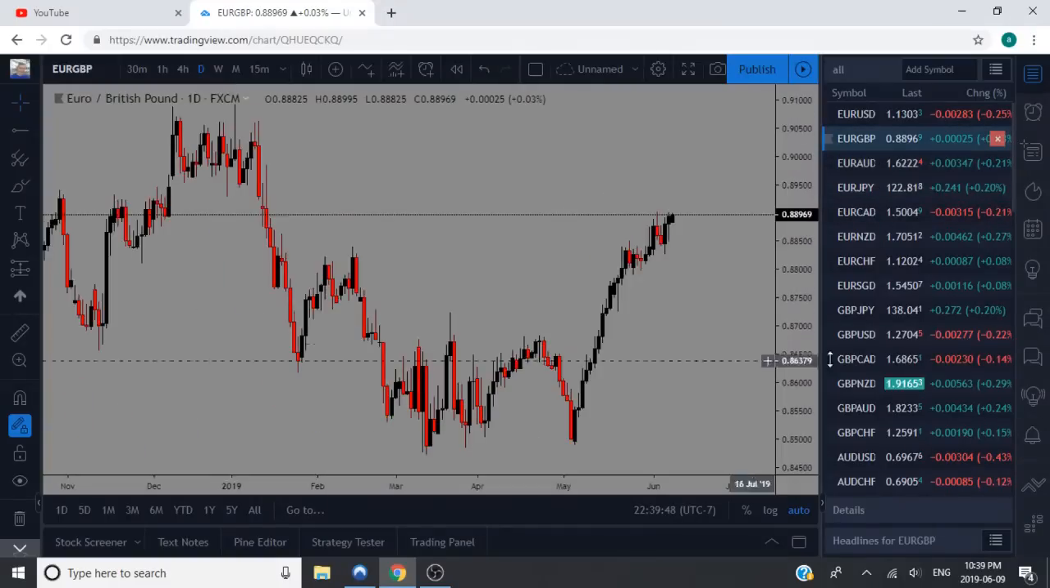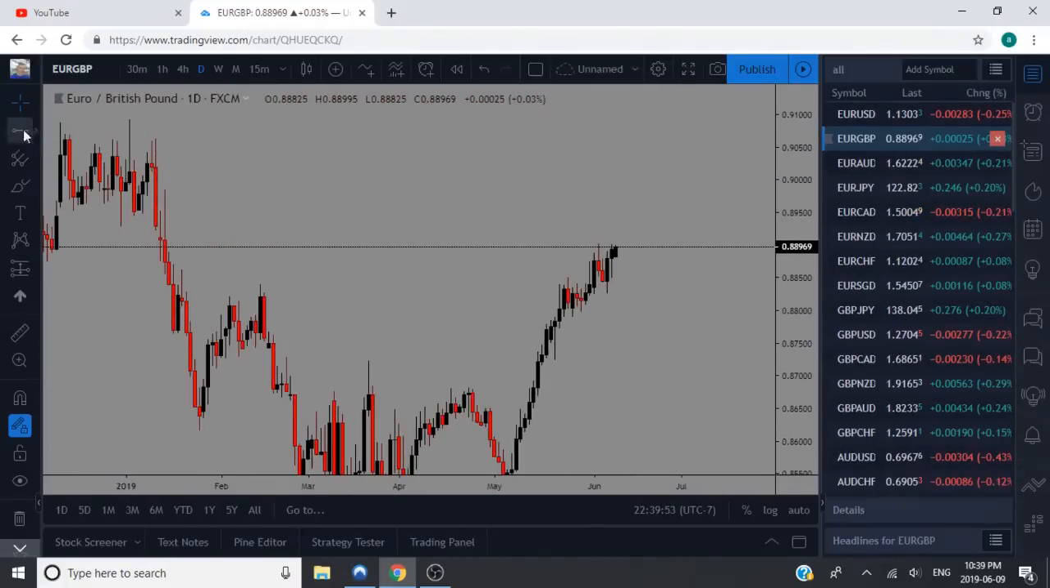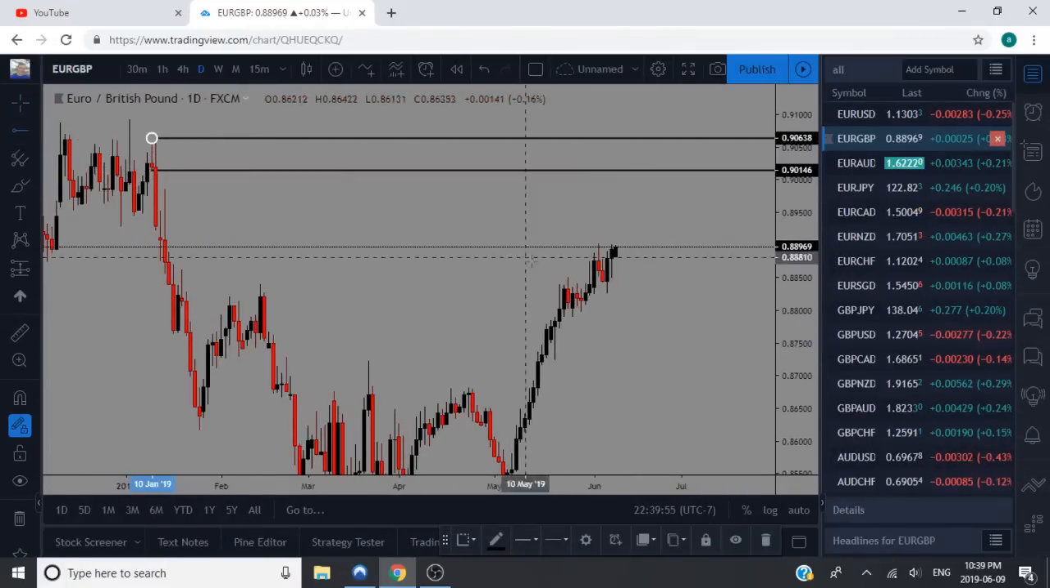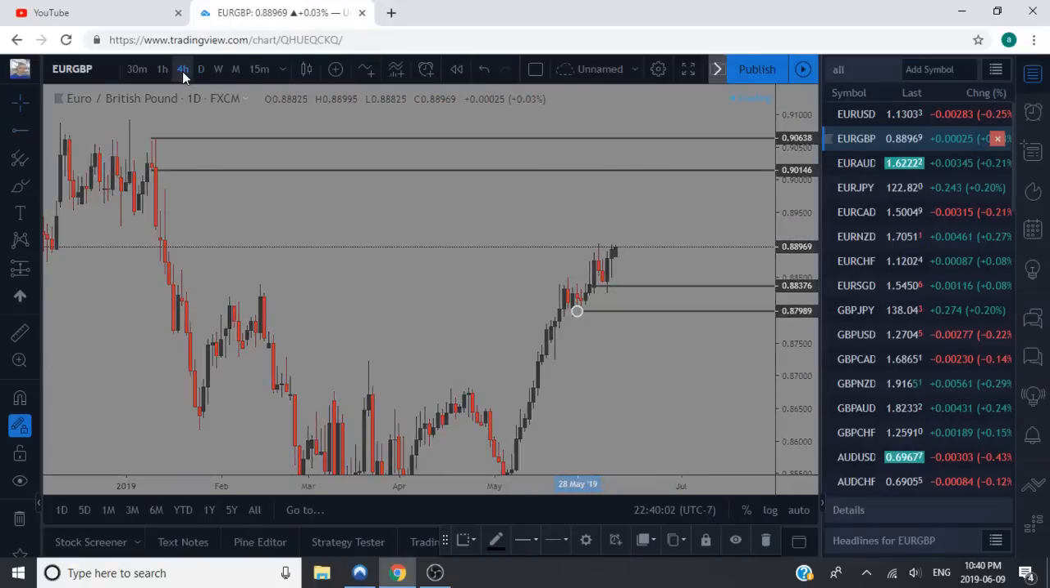Euro yen, euro pound, euro pound. I don't see anything till up here. As for demand, we're just creating demand zones. Rally base rallies up, rally base rallies up. Just trying to catch pullbacks. Let's see if there is any opportunity.